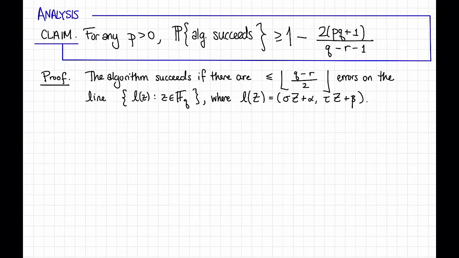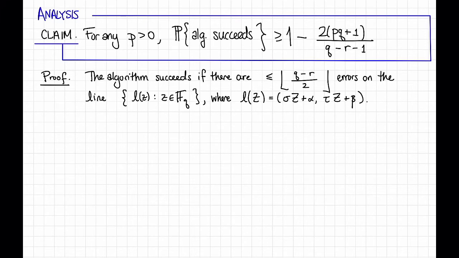The algorithm succeeds as long as there are at most the floor of (q - r)/2 errors on the line L of z. That's because the degree of f of L of z is at most r, as we discussed before, and this is the floor of (distance - 1)/2 for the Reed-Solomon code, which has degree r, and that's the number of errors that we can correct using a Reed-Solomon decoder.